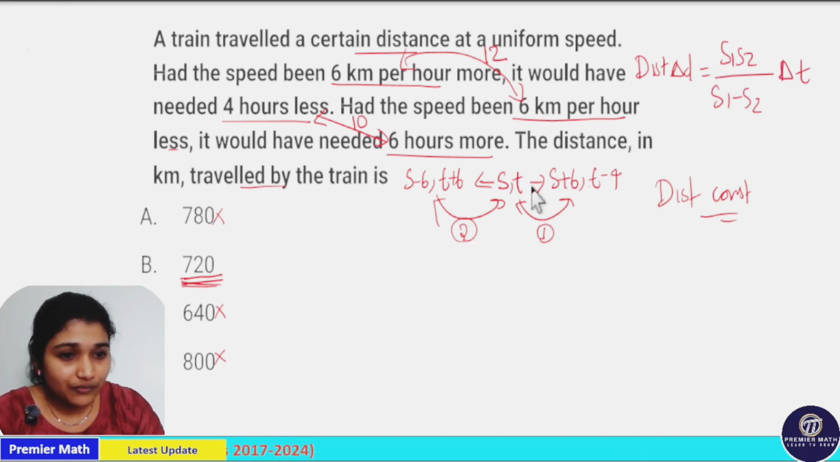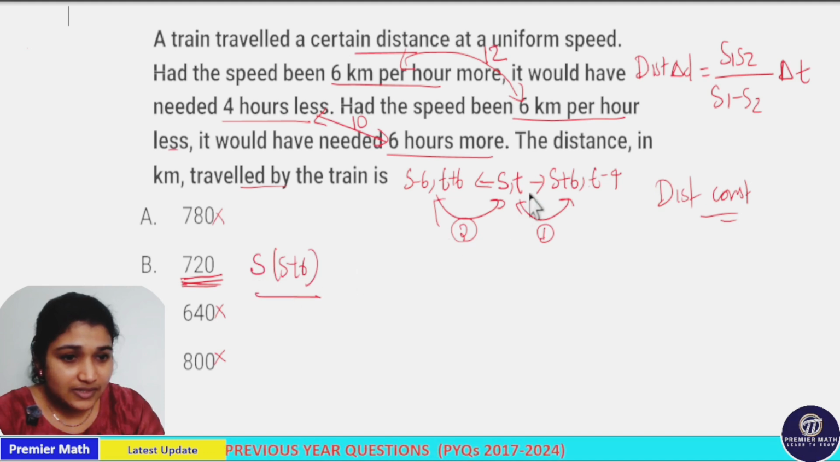Here, in the first condition, the speeds are S and S plus 6. The first speed is S, the second speed is S plus 6. The difference in speed is the difference between S plus 6 and S, which is 6. And the difference in time is the difference between T minus 4 and T, which is 4 hours. Now here the distance is constant. This distance is the same as the second distance as well.